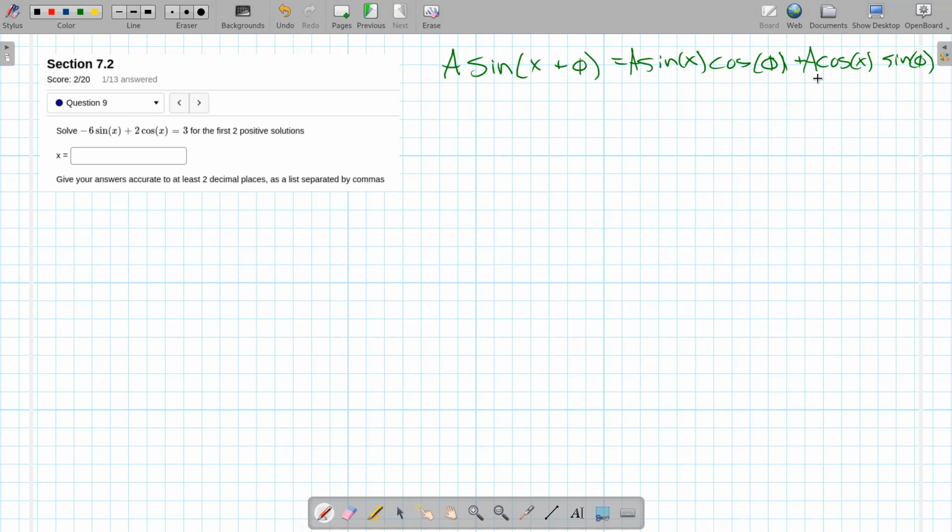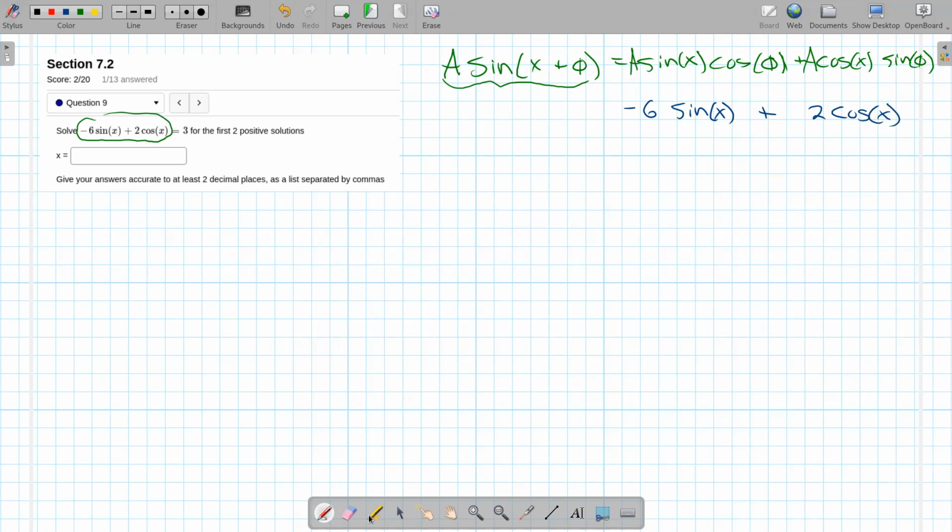Now, we're going to compare that right side. So ultimately, what I really want is this thing right here. I want it to look like that right there, because then I can solve this easily with an arc sine. So that's the whole point of this madness. Okay, so comparing these two, I want to compare this right side here to -6 times the sine of x plus 2 times the cosine of x.